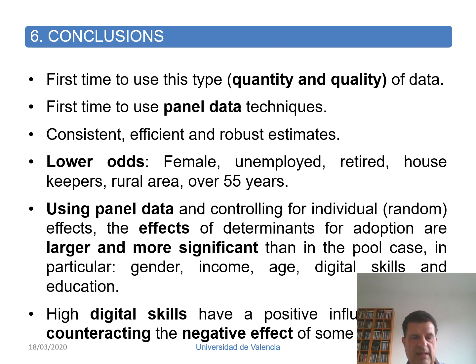We have been using panel data and controls for individual. We have used a random effects model. The effects of the determinants for adoption are larger and more significant than in the pool case, and in particular gender, income, age, digital skills, and education are larger and more significant. High digital skills also have a clearly positive influence on the income and the decision of choosing or not choosing to buy through e-commerce.